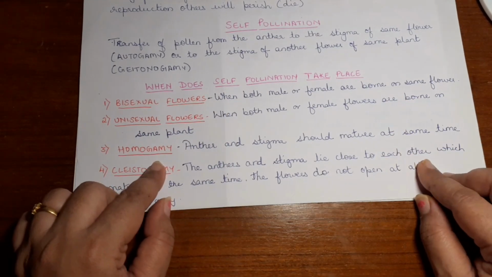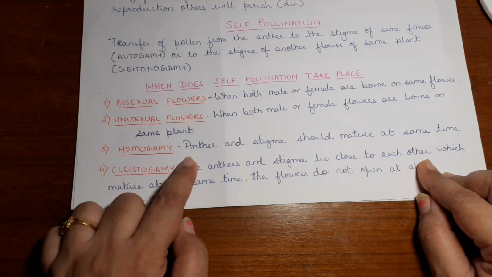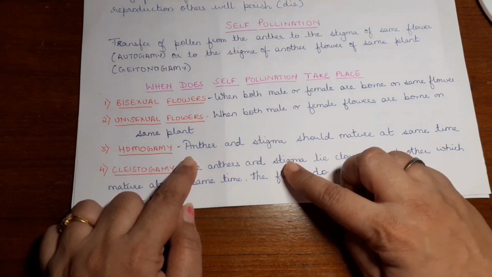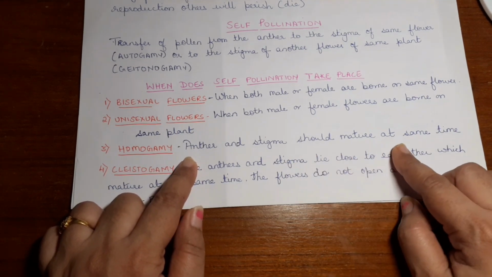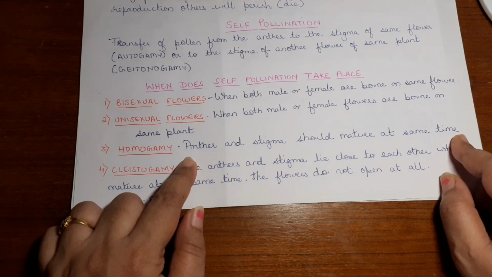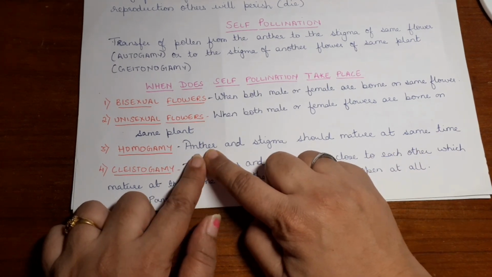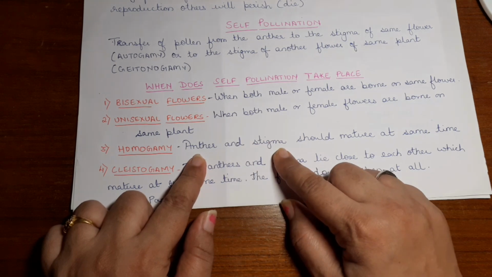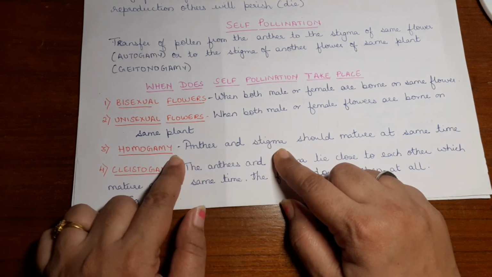The third situation is homogamy. Now what is homogamy? When the anther and the stigma mature at the same time. You know, for pollination the anther and the stigma should mature at the same time. So that is known as homogamy.